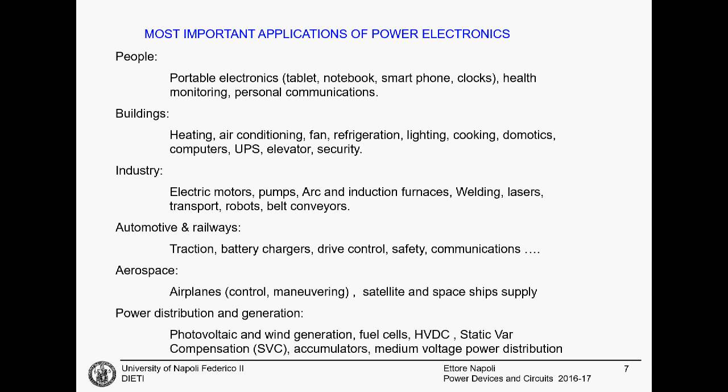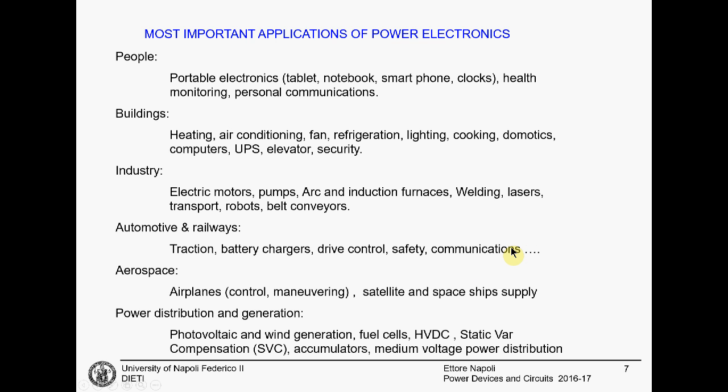In the industry, you use a lot of energy. Electric motors, pumps, arc and induction furnaces, these are huge powers. Welding, lasers, transport, robots, belts, conveyors, these are systems that need a lot of electrical energy that must be controlled and must be efficiently provided. Automotive and railways, obviously, traction. The trains are driven by electricity, and the power circuits in the trains are extremely important, very big, with a lot of power there. Battery chargers, drive control, safety communications.